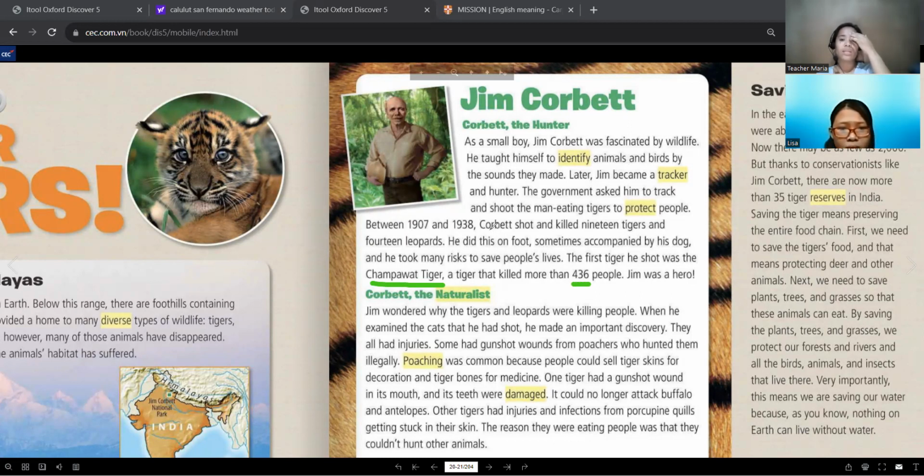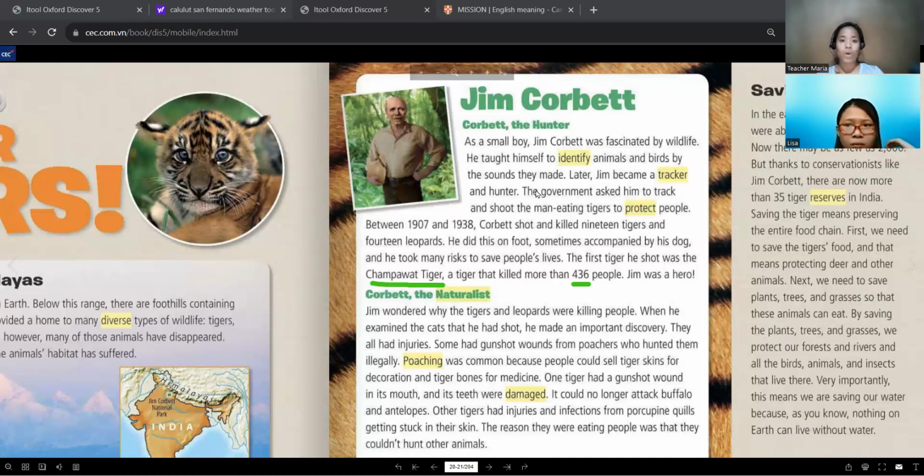How many tigers did Corbett kill? My question is: between 1907 and 1938, how many tigers and leopards did Corbett shoot and kill? He shot and killed 19 tigers and 14 leopards. Very good. Yes, that's correct.